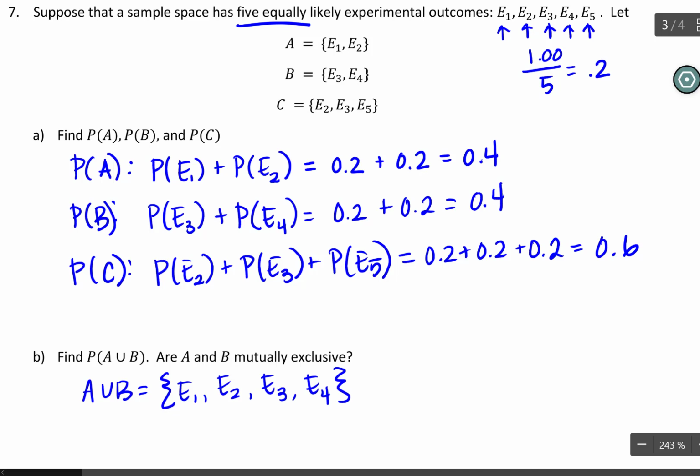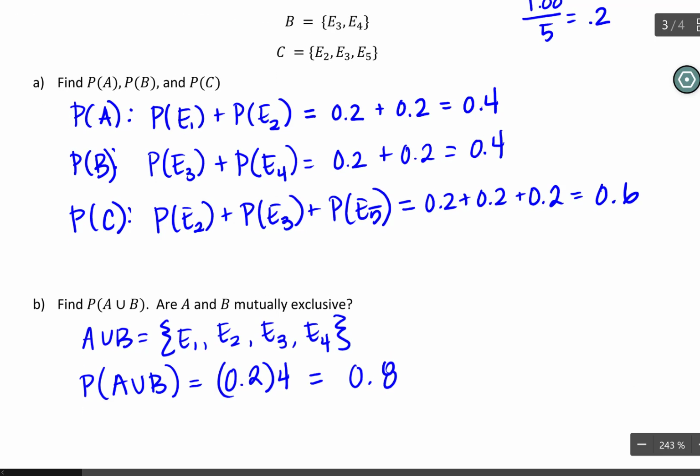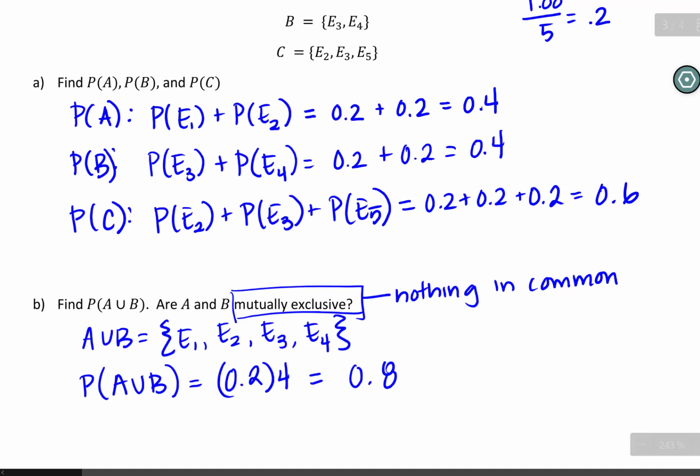We want to know the probability of that, so we would need, again, to add up the probability of all 4 of those. We know each of them has a probability of 0.2, and there are 4 outcomes in our union, so the probability there is 0.8. Now the second part of this question asks, are A and B mutually exclusive? Mutually exclusive means nothing in common. Sometimes you may hear this said as the sets are disjoint, nothing in common.